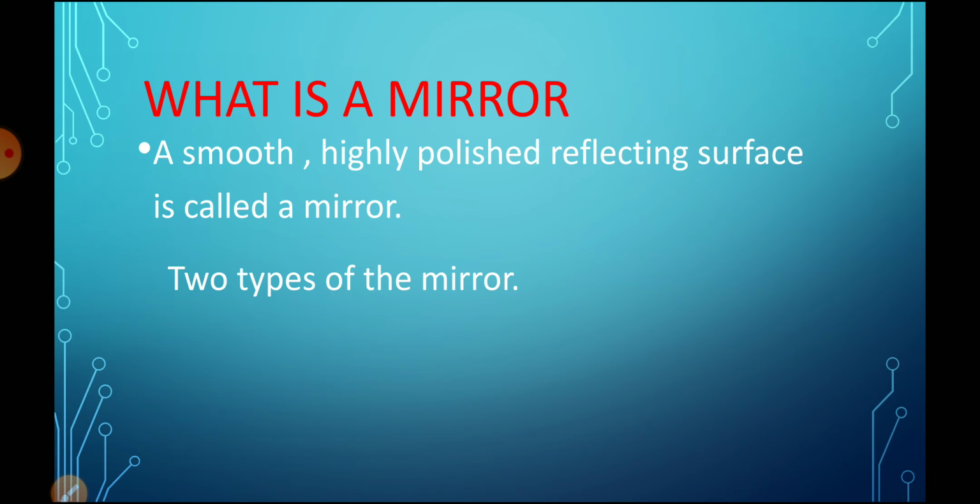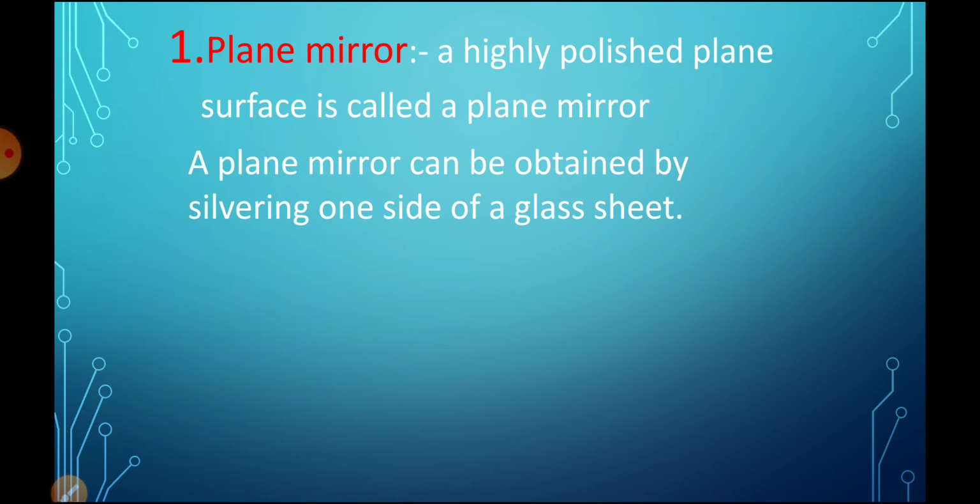Next topic, what is a mirror? A smooth, highly polished reflecting surface is called a mirror. Two types of mirror. First, plane mirror. A highly polished plane surface is called a plane mirror. A plane mirror can be obtained by silvering one side of a glass sheet.